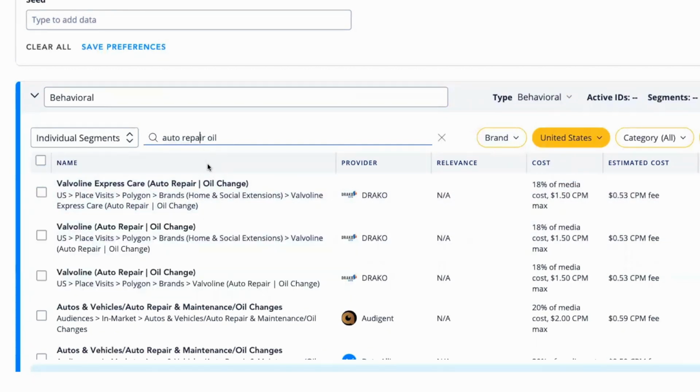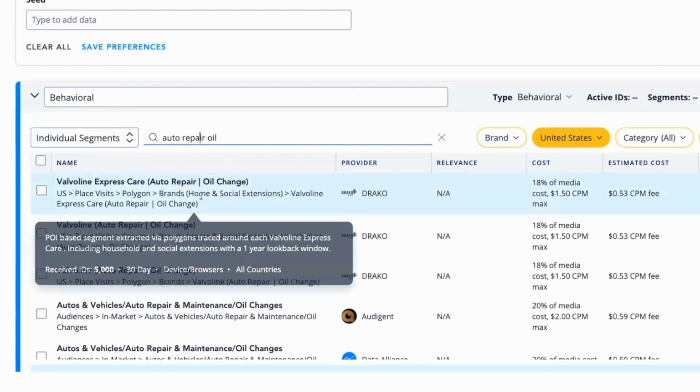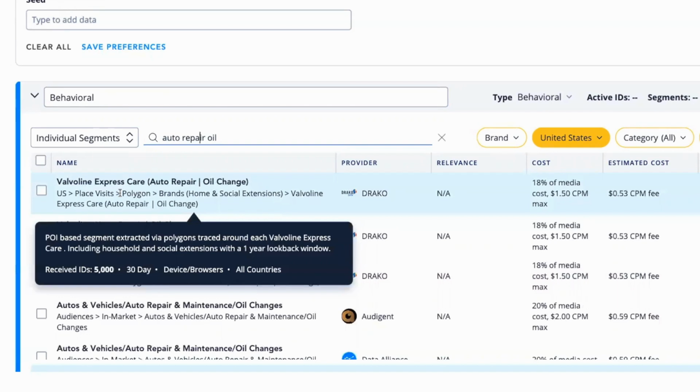Again, you're trying to play with those keywords and look at your segments. And so you see a bunch of segments coming up. And the reason why I really like most DSPs is, see on your screen, the blue thing that popped up gives you more information about your segment. That's really important. So this segment is called Valvoline Express Care Auto Repair Oil Change. This is a US-based segment.